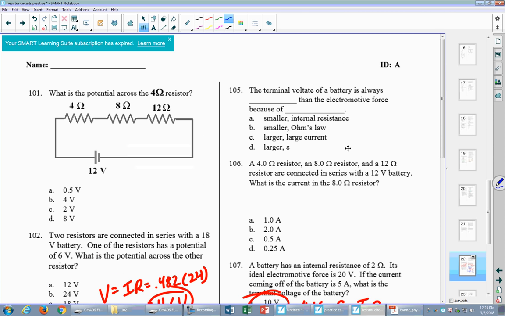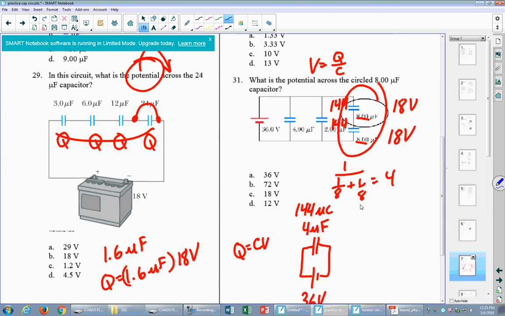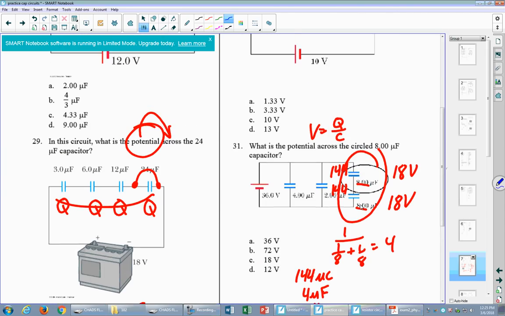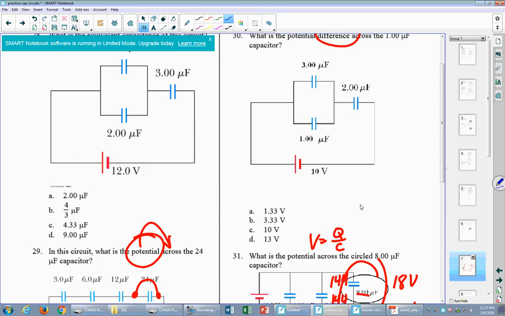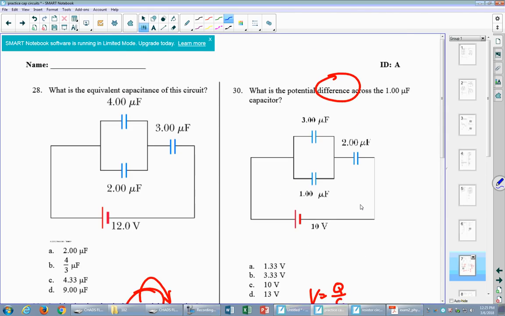About capacitor circuits, how y'all feeling on capacitors? It's been a while since we've done capacitors in class. Y'all want to do a combination circuit in capacitors? Yeah? Let's do it. What's your question?